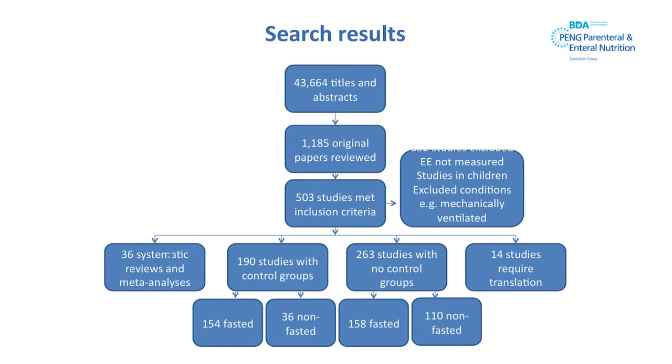And what we've got is four groups of studies. We've got 36 systematic reviews and meta-analyses. We've got 190 studies with a control group, 263 studies with no control group, and we've got 14 studies that actually require translation. We haven't got all of those done yet, or we can't actually access them, even through all our library resources. And what we've tried to concentrate on are the studies with control groups and fasted patients, because that's the most fundamentally rigorous way of looking at the data. So what you're getting with that is resting energy expenditure measurements.